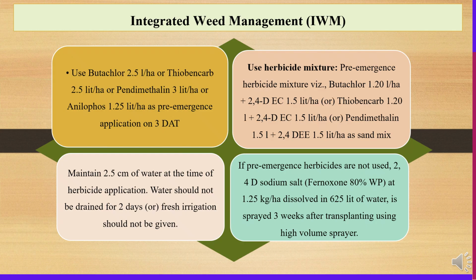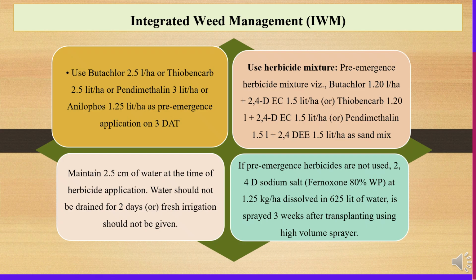Integrated weed management in paddy combines chemical control with cultural and mechanical practices to achieve effective and sustainable weed suppression. Pre-emergence herbicide application, 3 days after transplanting, DAT. Apply one of the following herbicides uniformly over the field. Butachlor at 2.5 liters per hectare. Thiobencarb at 2.5 liters per hectare. Pendimethalin at 3.0 liters per hectare. Anilofos at 1.25 liters per hectare. These herbicides prevent the emergence of weed seedlings by inhibiting germination or early growth.